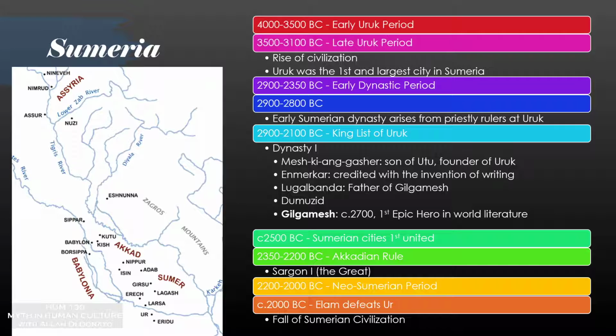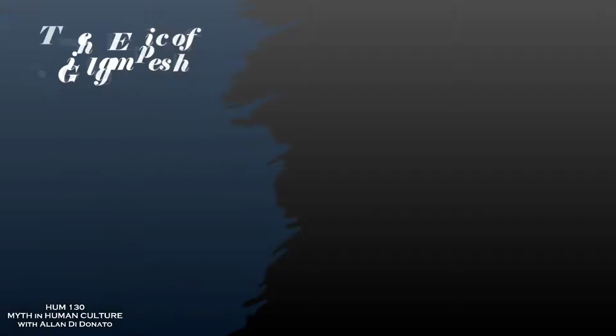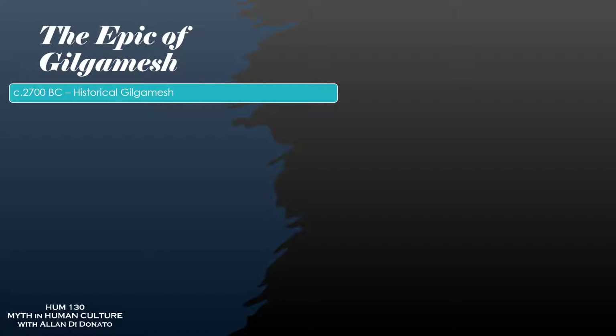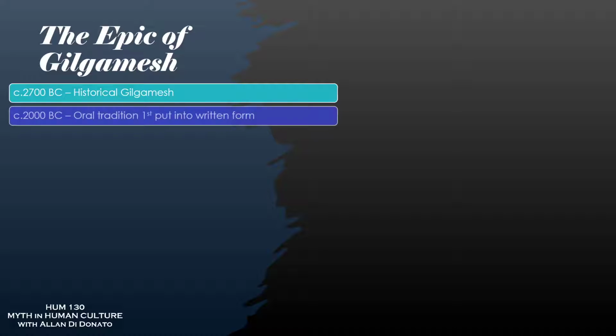Okay, the Akkadian Empire. That's where we get the Akkadian language from. And the copy of the Epic of Gilgamesh that was first unearthed in the 19th century was a version in the Akkadian language, which would be the language of Babylon, like the Enuma Elish that we talked about several weeks back. All right, so let's talk about the epic now, what we know of it. Again, historical Gilgamesh, maybe around 2700 BC.